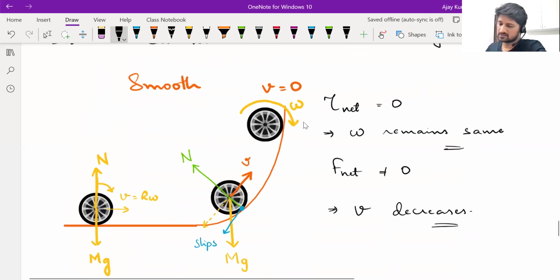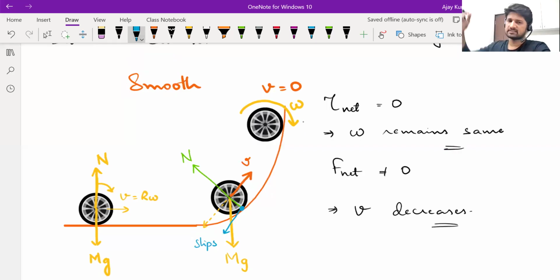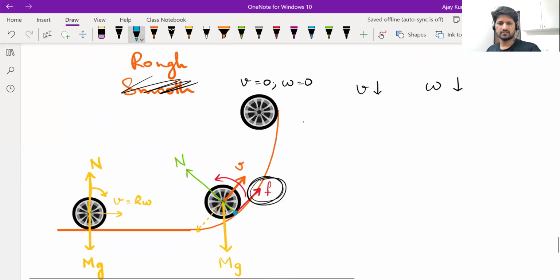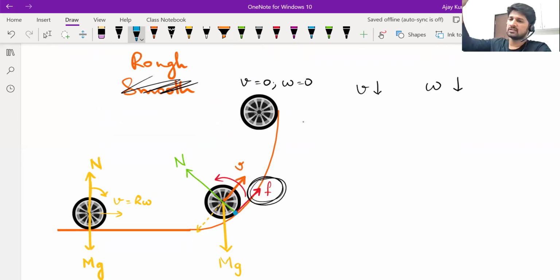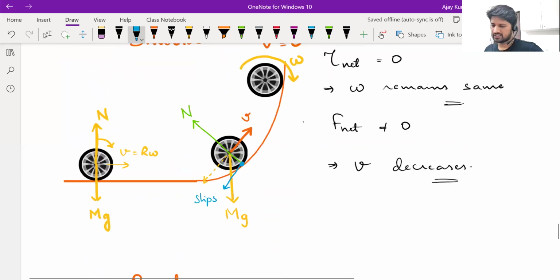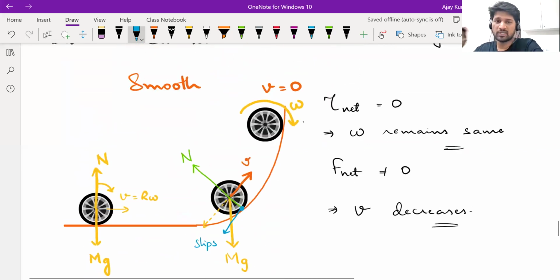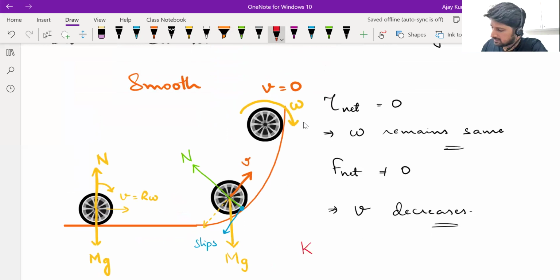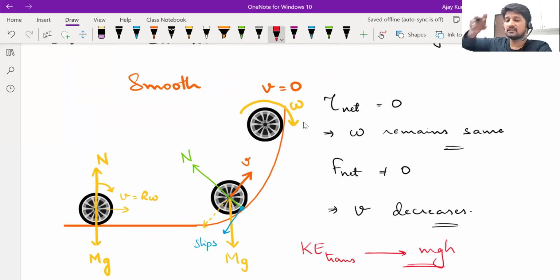There's another way also to answer this. As the object rises up, be it a smooth surface or a rough surface, it gains potential energy. How high it goes depends on how much potential energy it can gain. Now, on a smooth surface, V is decreasing, but omega is not decreasing. So on a smooth surface, the translational kinetic energy is getting converted to potential energy. Only translational kinetic energy is getting converted. Rotational kinetic energy is still there in the object, even after reaching maximum height.